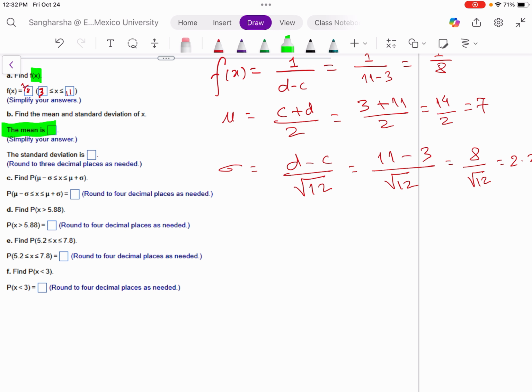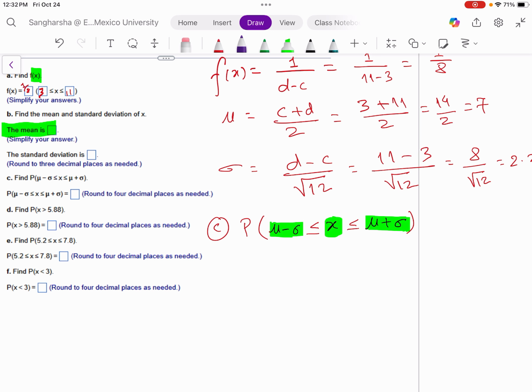Next, we are asked to find the probability. In part C, we are asked to find the probability that our x is greater than or equal to mu minus sigma and less than or equal to mu plus sigma. We can also interpret this as finding the probability that our x is within one standard deviation of the mean. So this is our one standard deviation, and we want to know the probability that our x is within it.